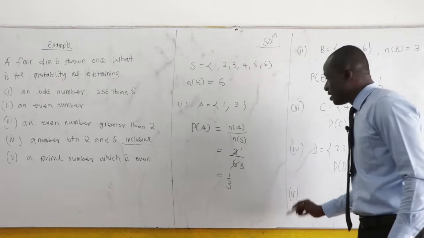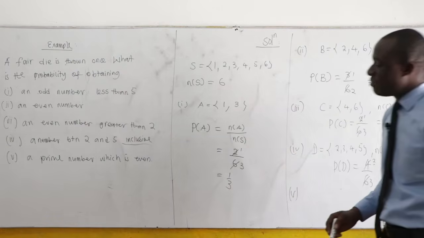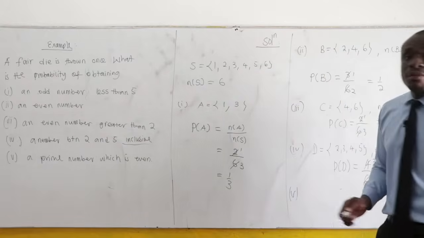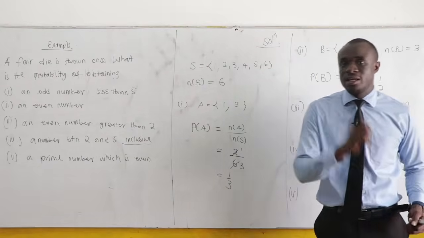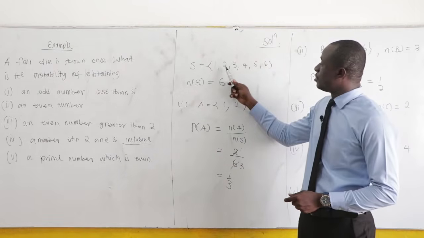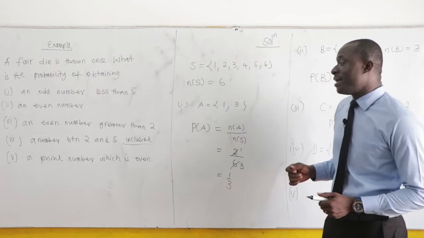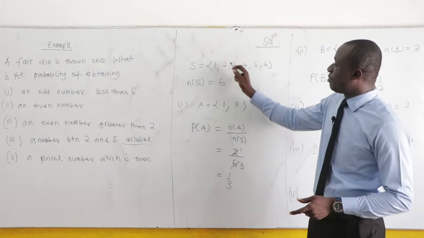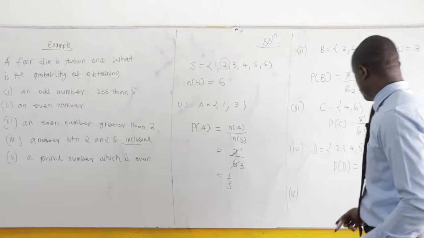Now let's see the fifth one. A prime number which is even. We know prime numbers have two factors, 1 and the number itself. We know 1 is not a prime number. So the prime numbers are what? 2, 3, and then 5. But in this question, it says a prime number which is even. So a prime number which is even is 2.